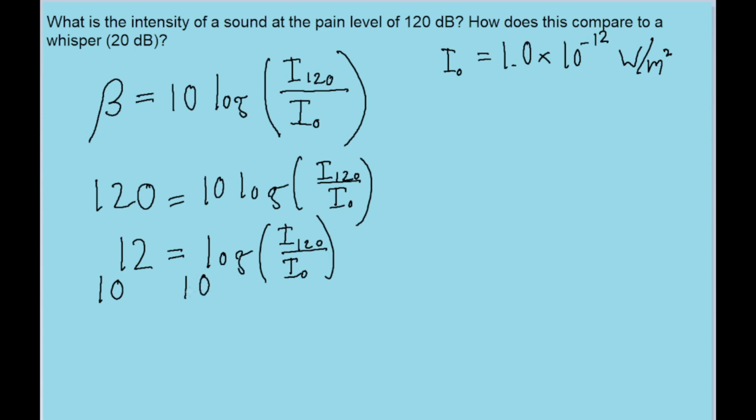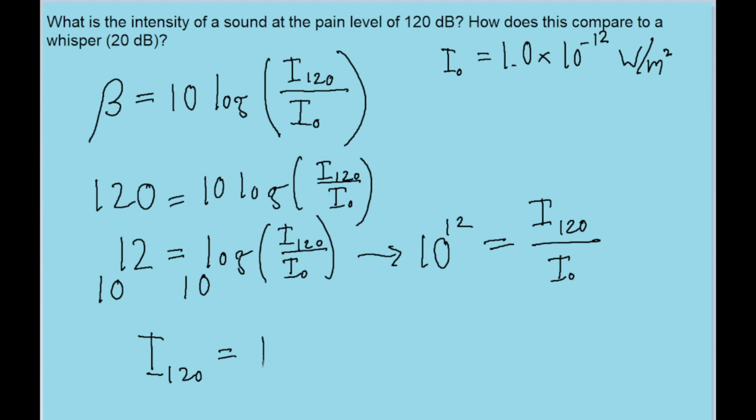Because when you have a log base 10, raising 10 to the power of that is just equal to what's inside the logarithm. So we find that 10 to the power of 12 is equal to the intensity at 120 decibels divided by I naught. So finally, we can see that the intensity we're looking for is equal to 10 to the power of 12 times I naught. So plugging this into our calculator, using this value up here, we find that the intensity is about 1.0 watts per meter squared.